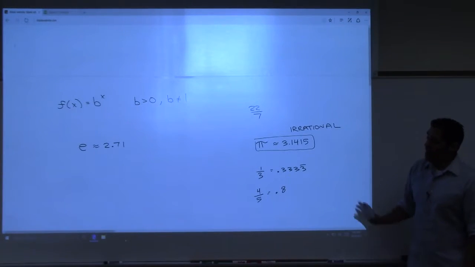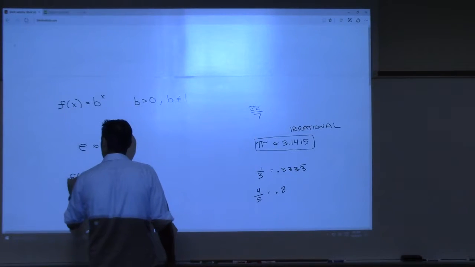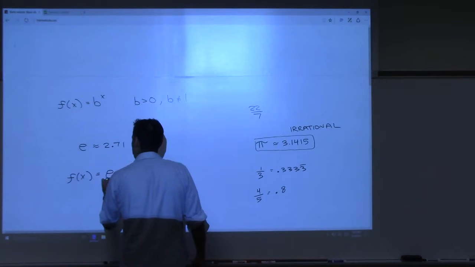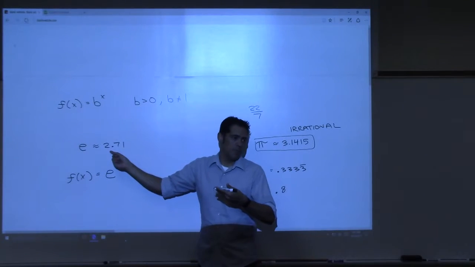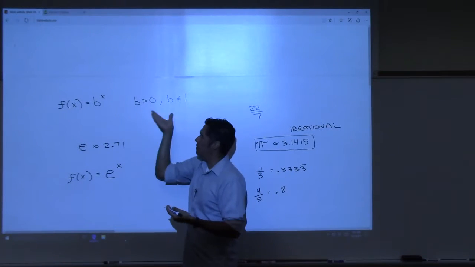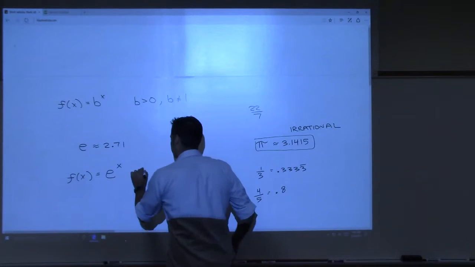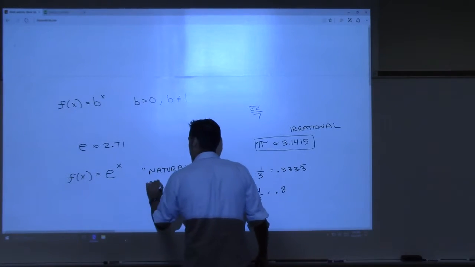So if we create a function, f of x, and we use that e as the base, so e is a positive number, right? 2.71, that's positive, and it's not 1. So it's fair for me to use that as a base. This right here is called the natural exponential function.